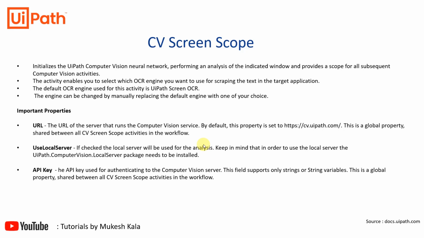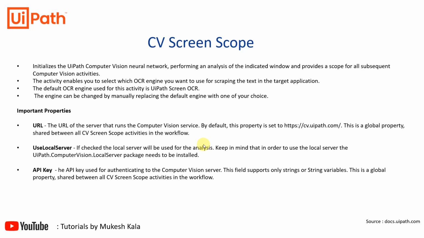Now let us talk a little bit about the screen scope. What exactly is the screen scope? The CV screen scope actually initializes the computer vision neural network, performing an analysis on the indicated workflow, right? This activity will enable you to select and identify the element on the screen. The screen scope will first go and analyze the screen which you have pointed out. It is a combination of different technologies which we have already mentioned.